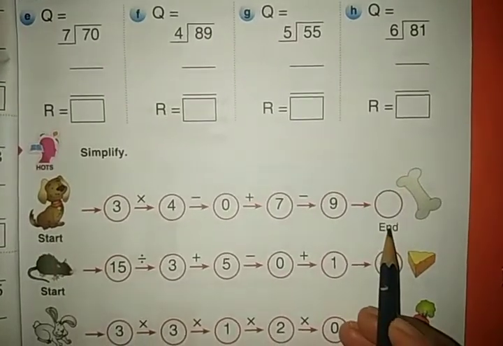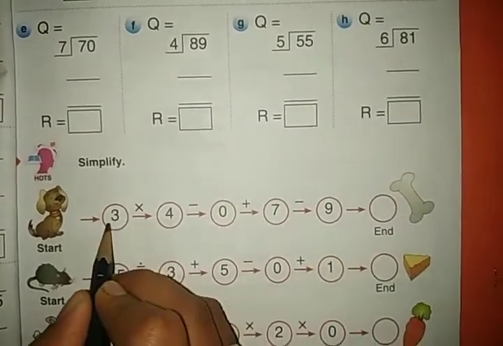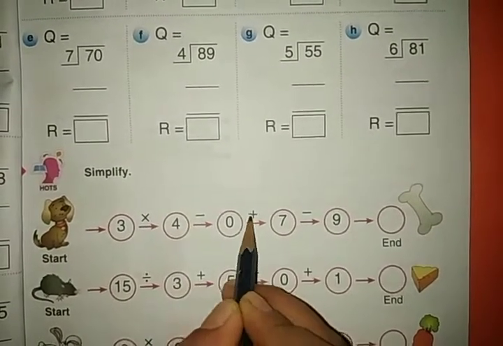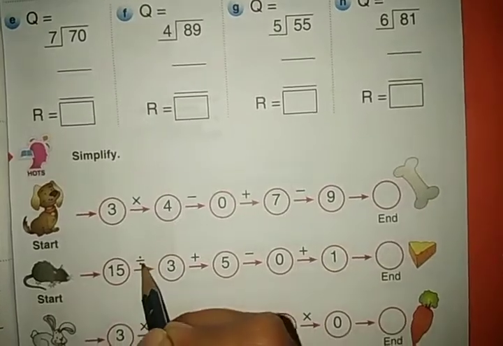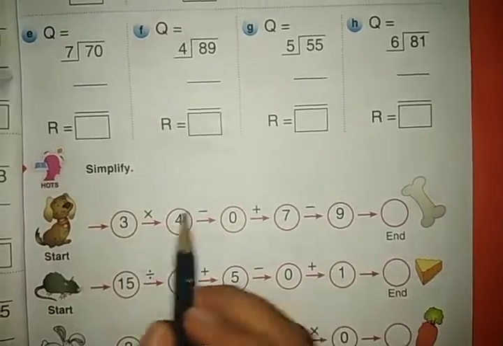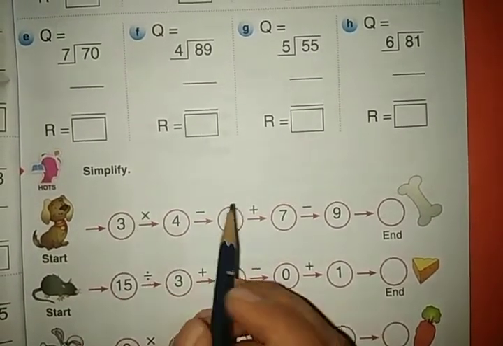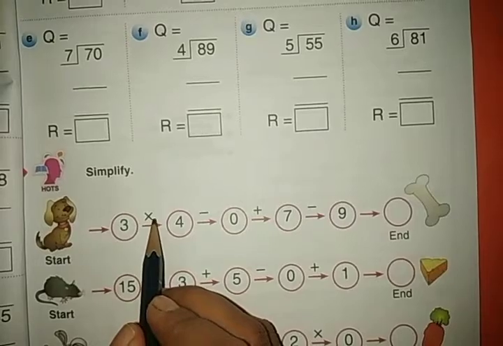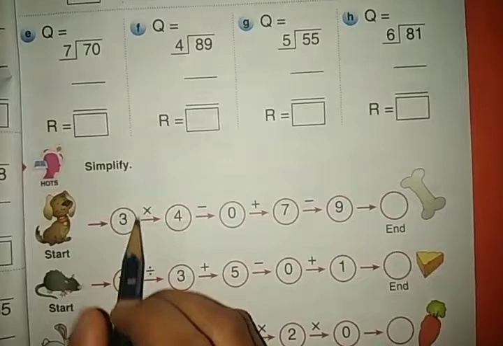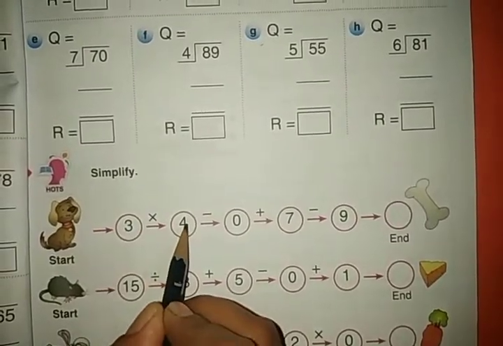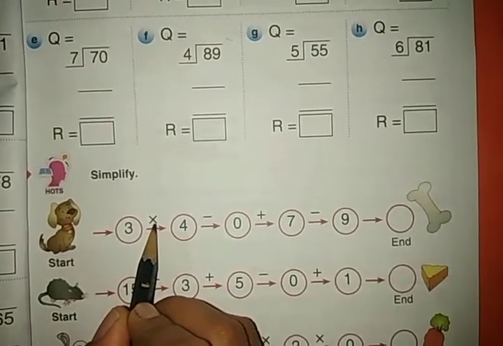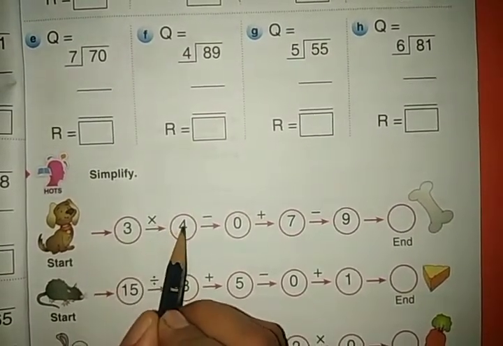Start and end. See here they have given numbers in these circles and signs: addition, subtraction, division, multiplication sums they have given. See the numbers and the signs they have given here and do the sum here. Simplify the numbers. See here 3 and 4 is there, and between this 3 and 4 they have given multiplication sum.